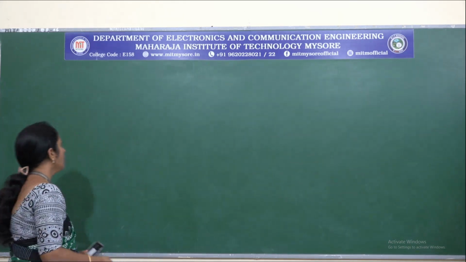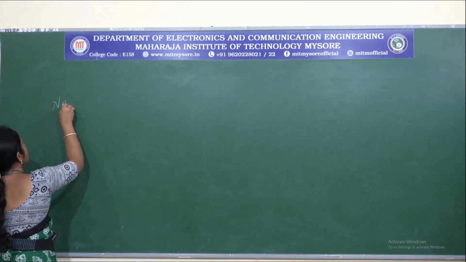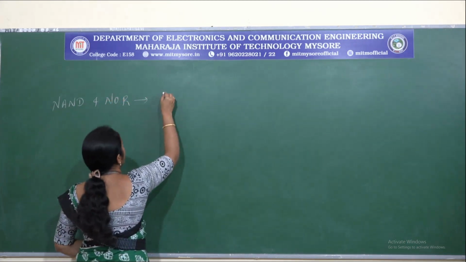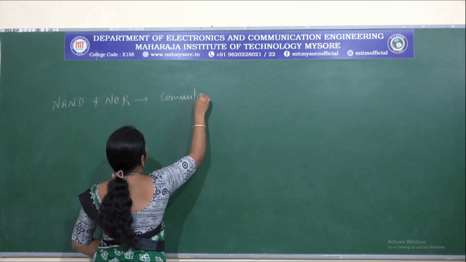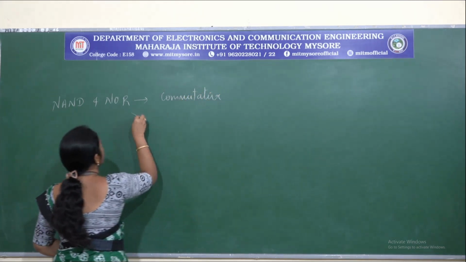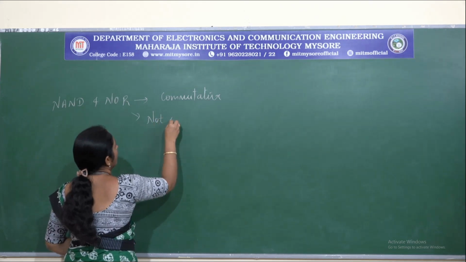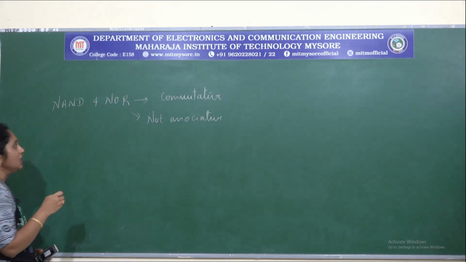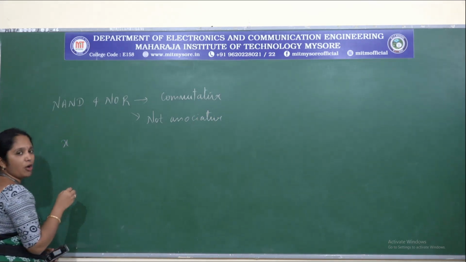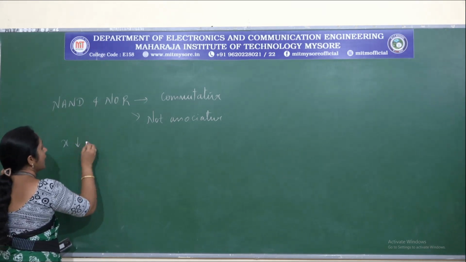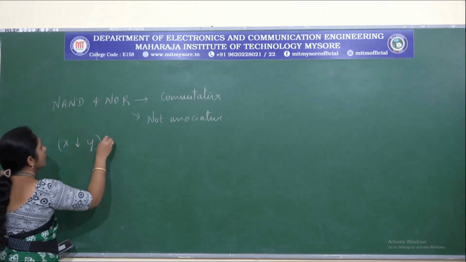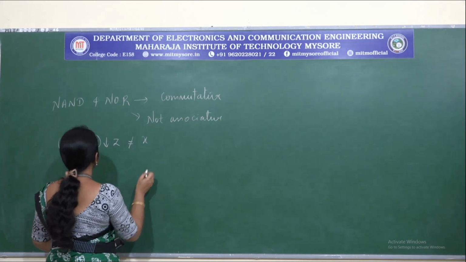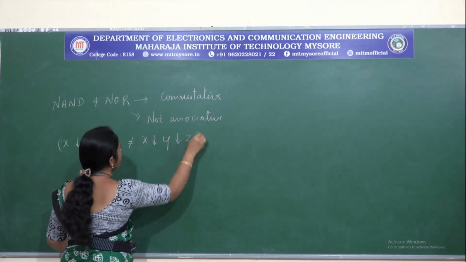So if you consider the NAND and NOR operations, these two are commutative. They satisfy the commutative law but are not associative. Now let us see the non-associativity of the NOR operation. If we consider the NOR operation, we can write this as (X NOR Y) NOR Z. It is not equal to X NOR (Y NOR Z).